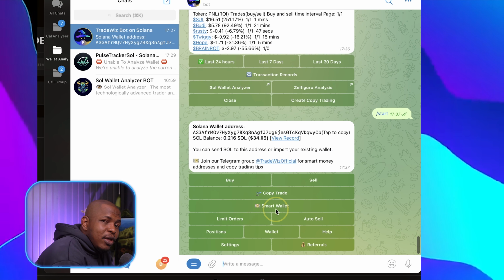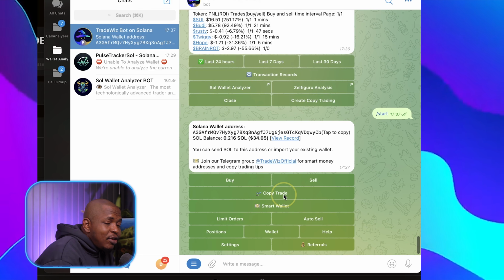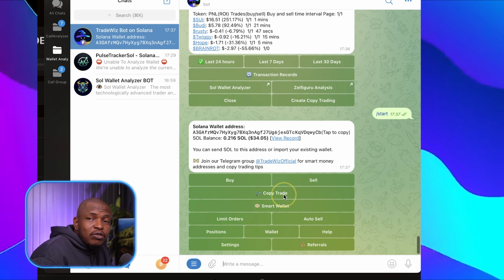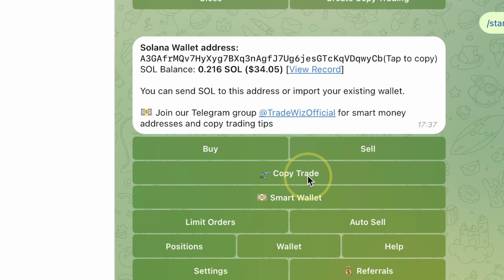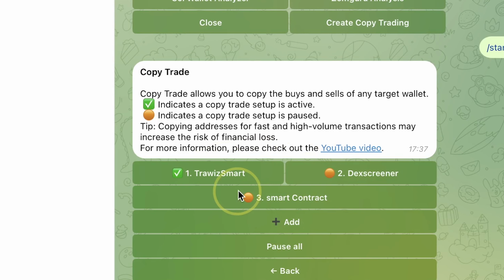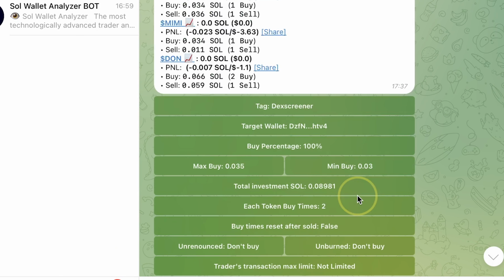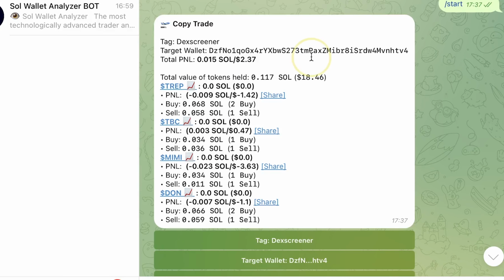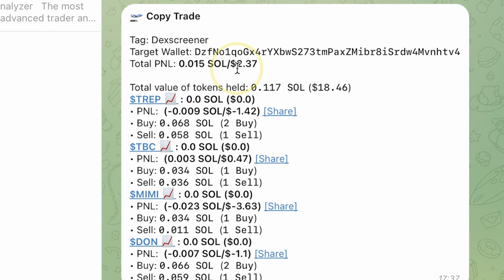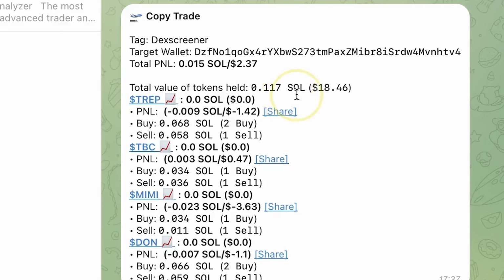So I copied 3 wallets the last time. Like I said, you have to do a lot of testing to find out the wallet that is actually doing well. Now if I click on copy trades, it's going to show me the 3 wallets that I've been copying. The ones in orange are the ones that I paused because they were making a lot of losses. The one that I got from Dexscreener, if I click on it, it simply shows me how well this wallet did. My PNL is actually positive $2, but the thing is that I was losing money in transaction fees basically.